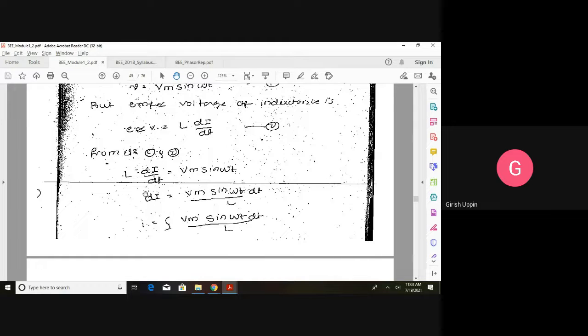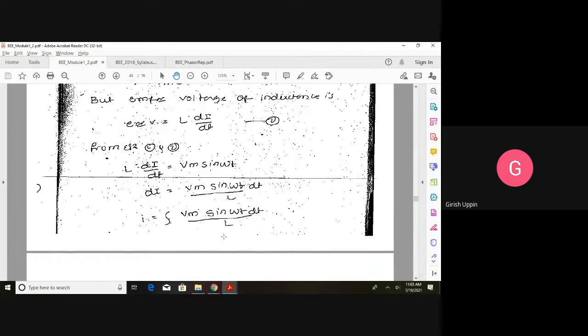If I want to find, di is what? A fraction of the current. Then if I want to find the complete instantaneous value of the current, we have to integrate. If I integrate di, I get I. So you are going to integrate on both sides, left hand side and right hand side. Integration of di is I, the instantaneous value of the current, and then the integration of Vm sin omega t dt divided by L.